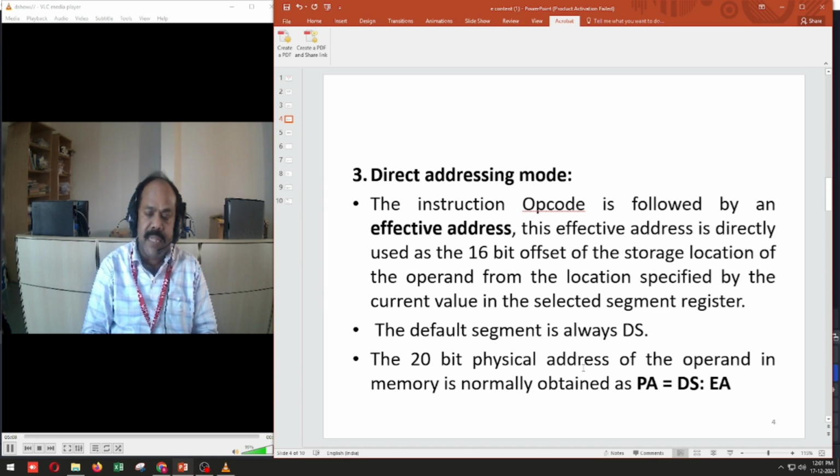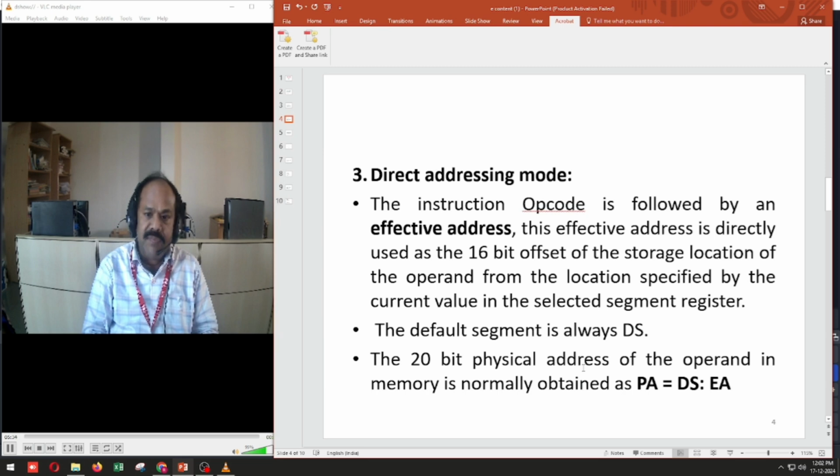So both are 16-bit registers, and in the BIU, the bus interface unit, you will find an adder unit. The responsibility of this adder is that the content of the segment register will be left shifted by 4 bits, and after that it will be added to the content of the instruction pointer, which is the offset address, to find out the 20-bit physical address.